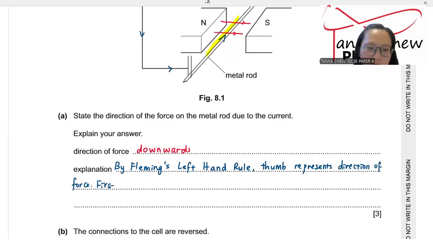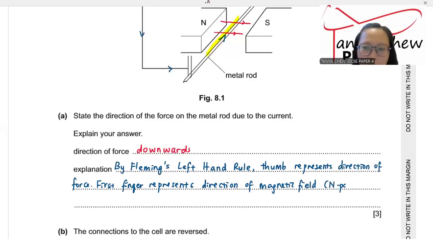First finger represents direction of magnetic field. So you can write N pole to S pole. And second finger, this one I write extra. Finger represents, I will highlight the keywords that you're supposed to write in your answer. Represents direction of current.